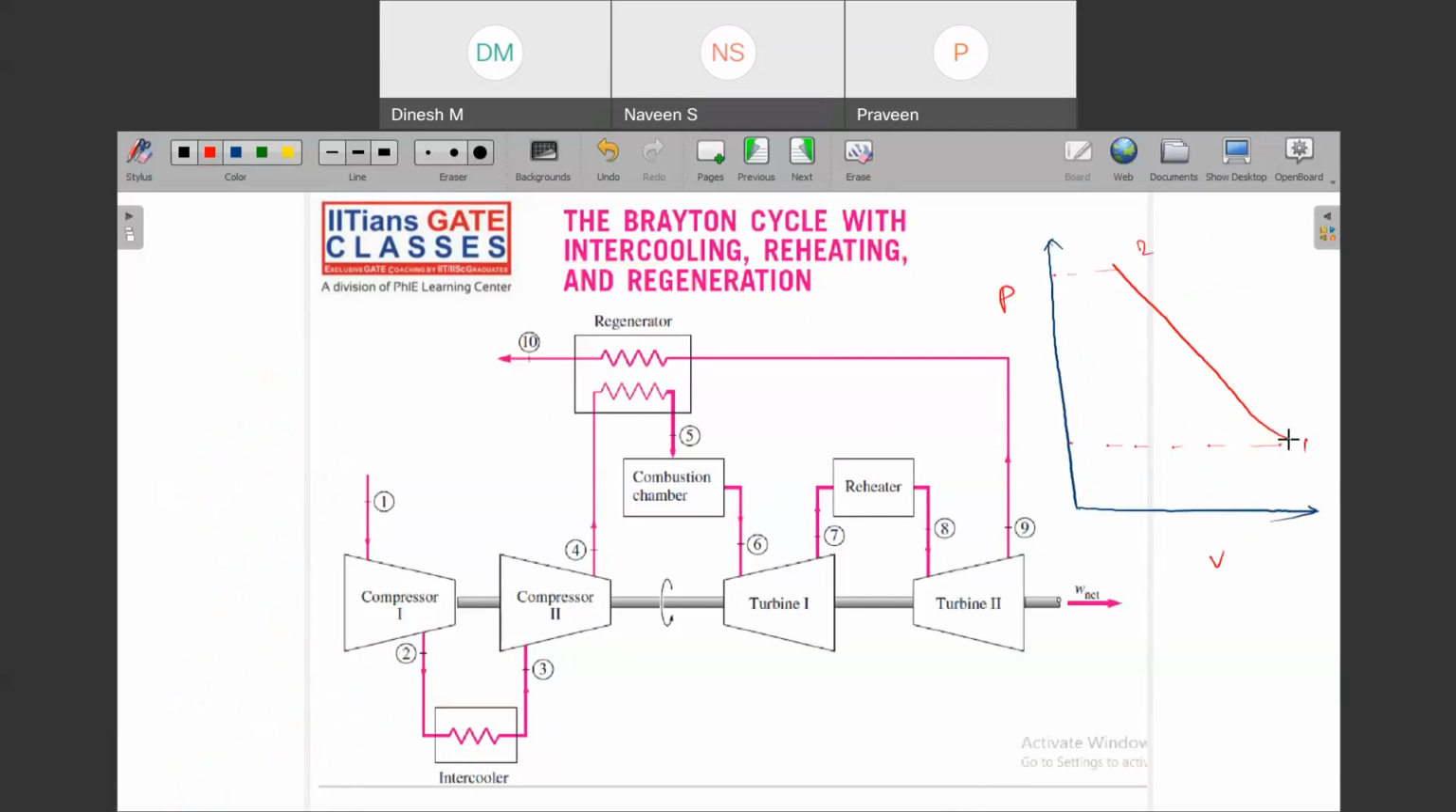Now what you have done is that you have compressed it to some lower pressure, and then you have cooled it, and then you have reached another pressure. So can you see that you have started following this path? So how much work did you initially save? This area.